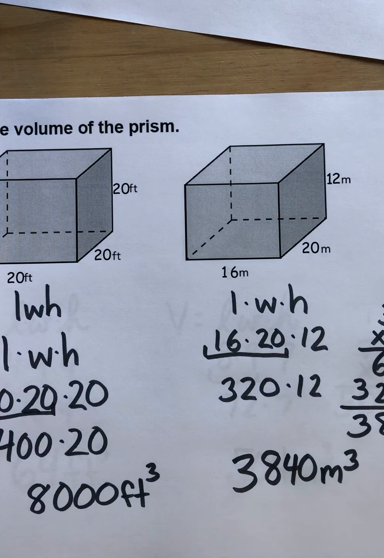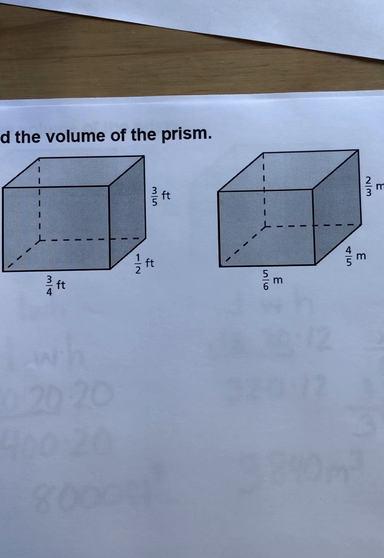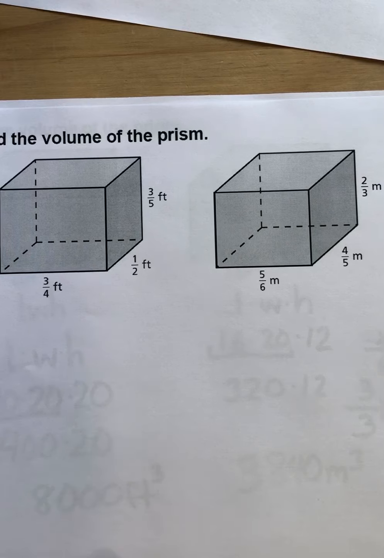Which brings me to our real goal for today, is I want us to be able to find the volume of prisms that have fractional edge lengths. And that for some of you might be overwhelming because multiplying fractions can be a little tricky, especially with writing your answers in lowest terms when you're all done. So we're going to do a couple of examples right now.